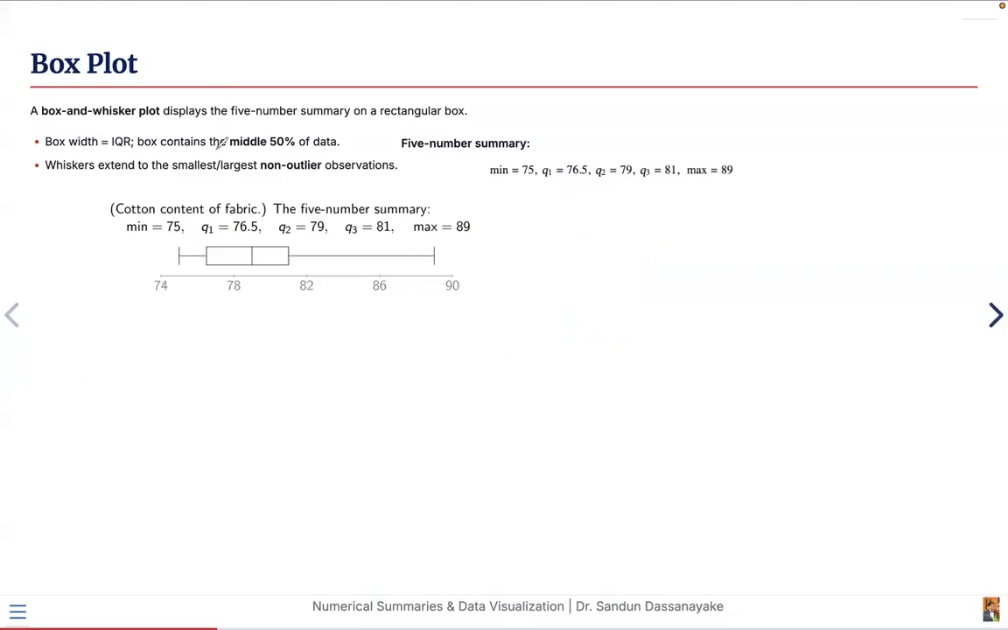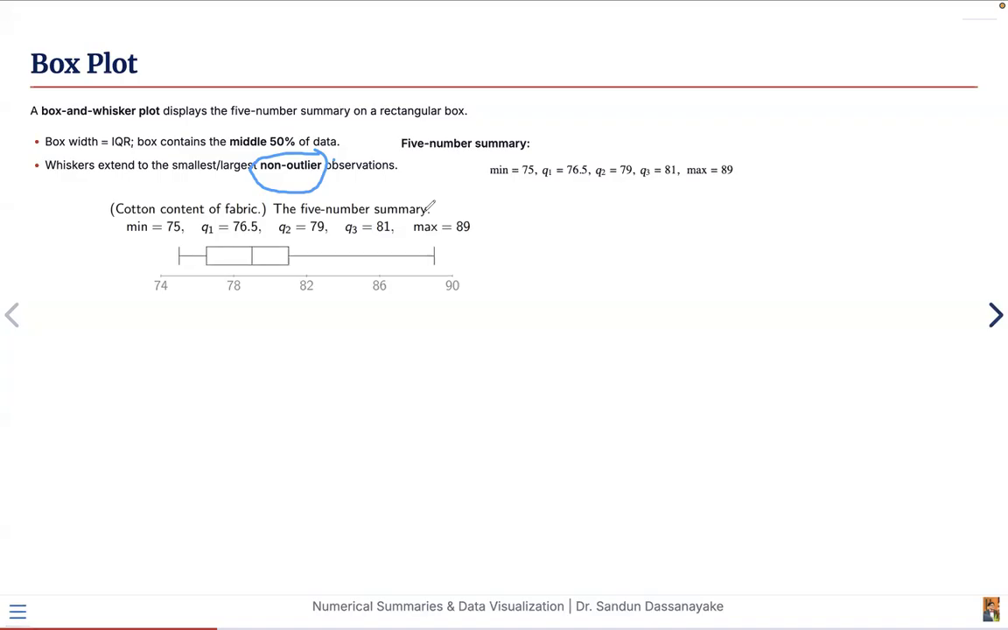So the box, with the IQR, contains the middle 50% of the data, because Q3 minus Q1 indicates the middle 50% of your entire data set, right? And the whiskers extend from the smallest to the largest non-outlier observations. Now, when I say non-outlier observations, inherently we get an idea: how do we calculate outliers? How do we get this demarcation, right?